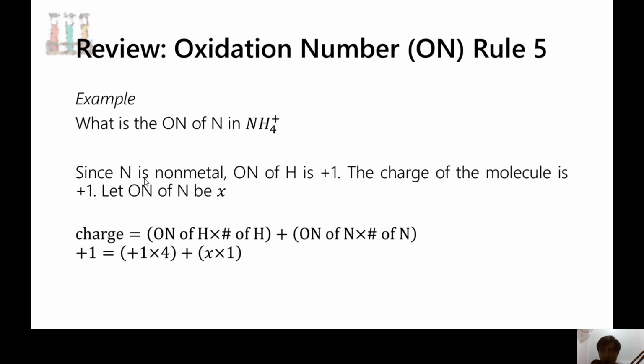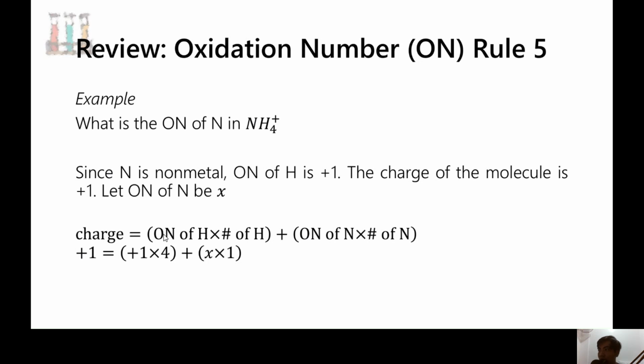To solve for that, the charge equals the oxidation number of hydrogen times the number of hydrogen atoms, plus the oxidation number of nitrogen times the number of nitrogen atoms. We know the charge is equal to positive 1 because of the charge indicated there. If it were positive 2, then it would be positive 2, and so on and so forth. But in our case, that's positive 1, so we'll have a positive 1 charge here.